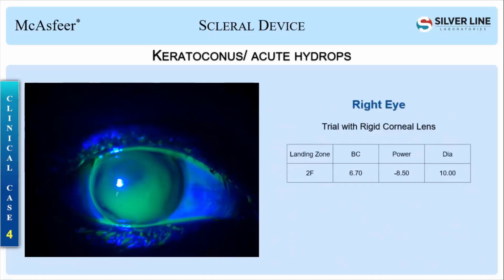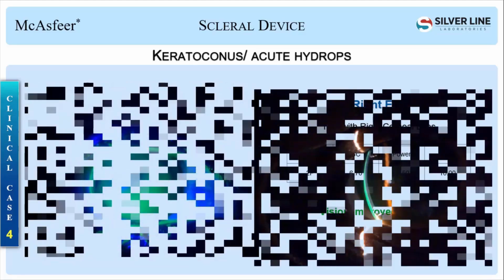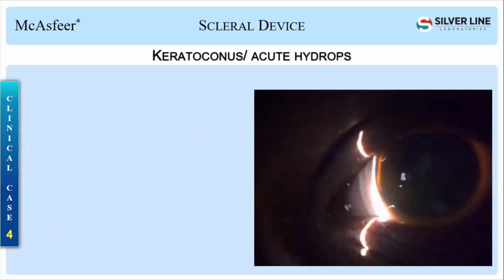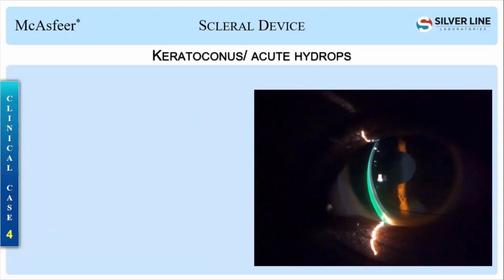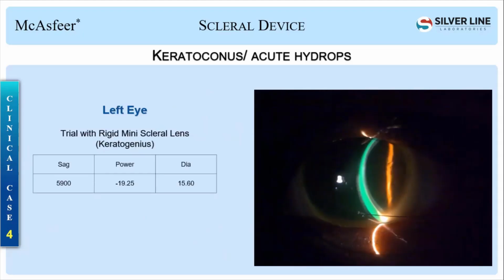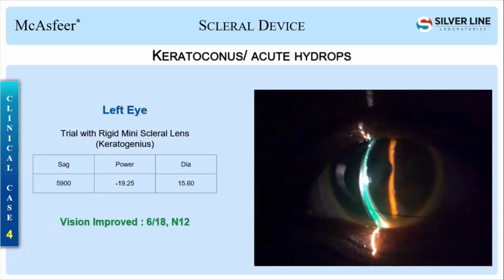So for the right eye, this was the diameter. Her vision improved to 6/9 and N6. And for the left eye, this is the fitting with the sclerals we did. Because of the scar, we chose to fit with scleral lenses. Here, for the left eye, this is the parameter, and vision improved to 6/18 from 5/60.